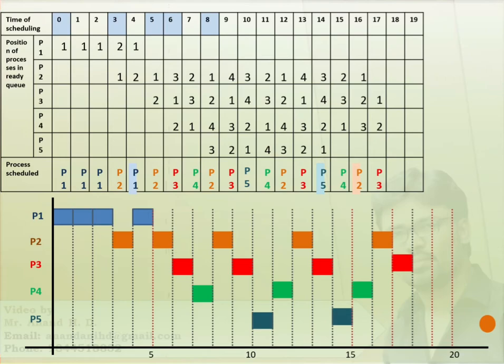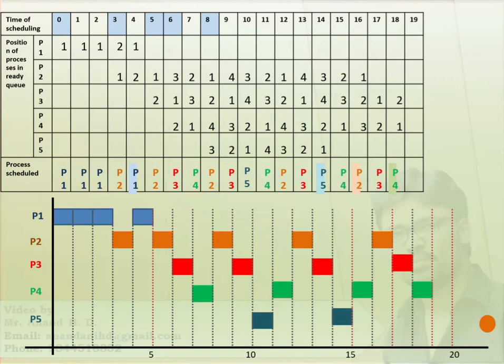Okay, so at 18 time units, again there are only 2 processes P3 and P4 with P4 at first position, P3 at second position. So P4 will be selected for scheduling and it is going to execute from 18 to 19 time units.